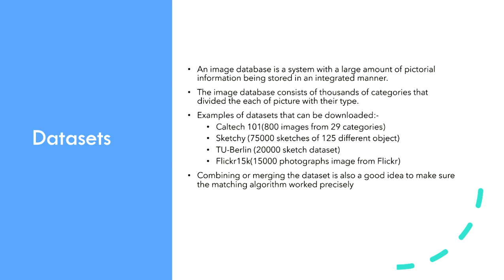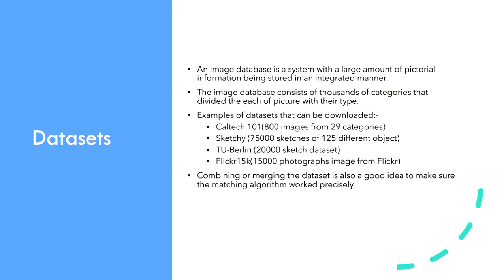So for example, Caltech 101 consists of 800 images from 29 categories, the Sketchy dataset has 75 sketches of 125 different objects, the TU Berlin dataset contains 20,000 sketches, and lastly the Flickr 15K contains 15,000 photograph images from Flickr.